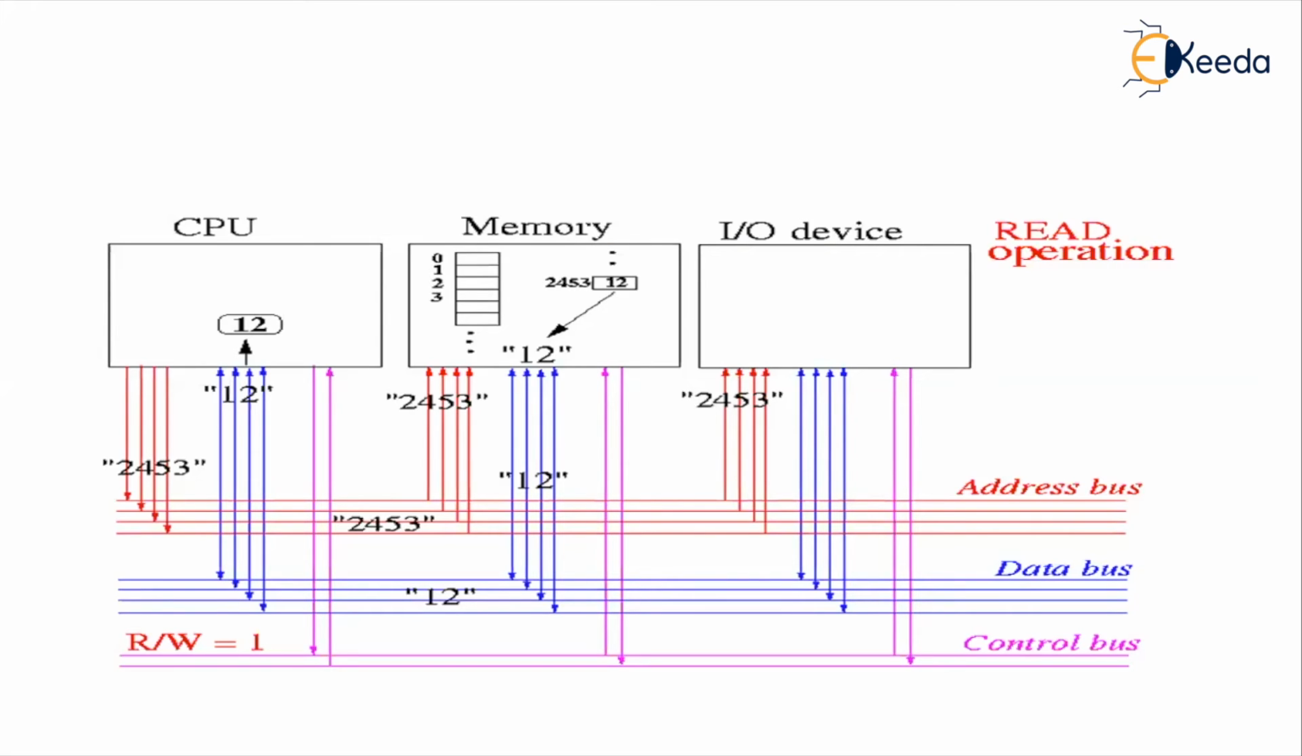Now let us come to memory. In case of memory, the set of instructions are being given by the address bus to the memory. The data bus is bidirectional, and the control bus is also bidirectional. The similar thing happens with the I/O devices. Here also the address bus is used to give the instructions to the I/O devices. The data bus is used to perform the operation bidirectionally, and the control bus is used for a unidirectional operation.